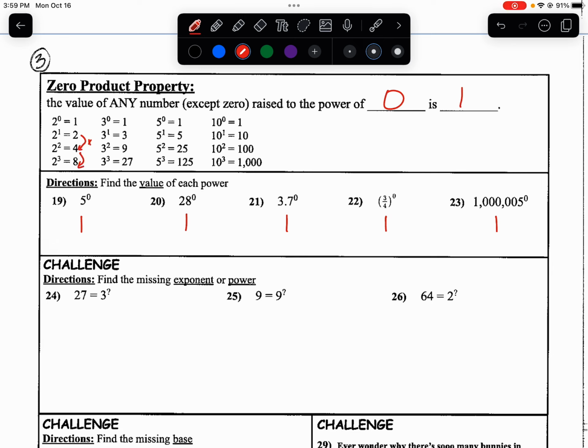Well, you times it by 2, right? 2 times 2 is 4. How do I get from 4 to 8? You times it by 2. So if I look at the powers, how do I get from 1 to 2 and 2 to 3? You're adding 1 to the power. And every time you add 1 to the power, you multiply by 2.